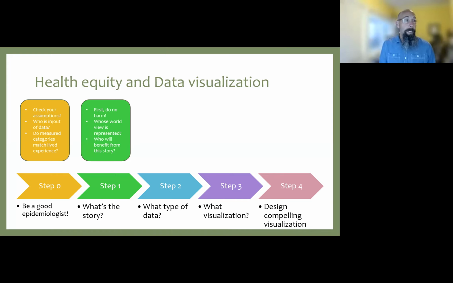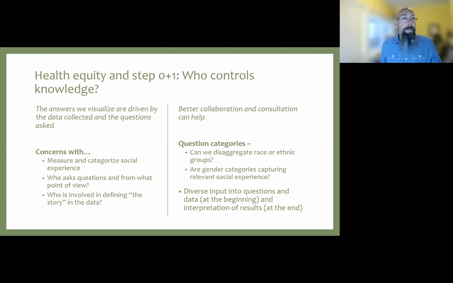The health equity part of being a good epidemiologist is things like checking our assumptions and thinking about who is in versus out of the data, and thinking about whether measured categories are actually capturing something like lived experience. In other words, are the way that we capture data reflecting something about the experience of people? So those are the things that are step 0 relevant. But when it comes to the story, I think a starting point is first do no harm. So thinking about whose worldview is being represented in the way that you share data and who will benefit from the story.